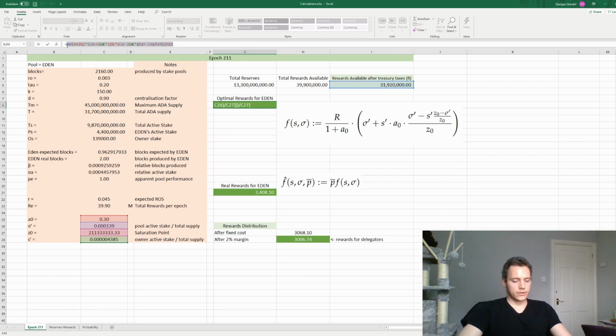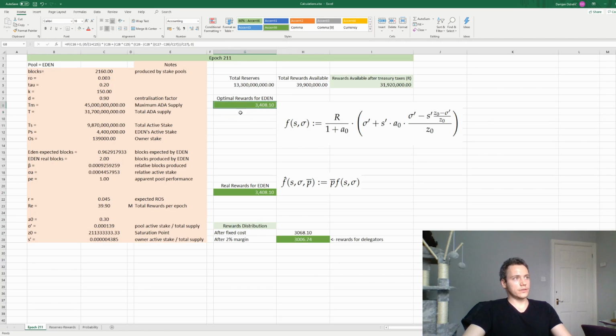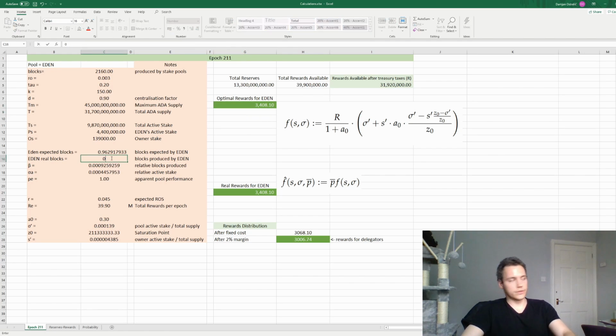And to be perfectly clear, this should be wrapped in an if statement, so that if the number of blocks produced is more than 0, then it will get this value that I entered. Otherwise, it will be 0. So now this didn't change anything here, but if I put 0 blocks produced here, I will not get any rewards.